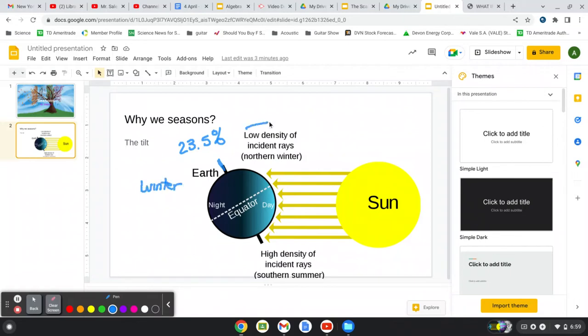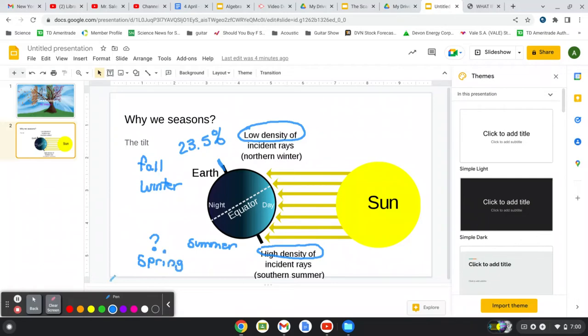So when we have low density, this is the key word, low density of incident rays coming from the sun, then it's winter in the northern hemisphere. But in the southern hemisphere, which has high density, then it would be summer. Just think the opposite. Whatever the season is in the northern, think the opposite in the southern hemisphere. So, for example, if it was fall in the northern hemisphere, what would it be in the southern? What do you think? It would be spring, right?